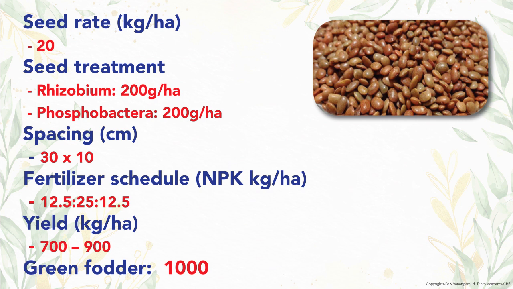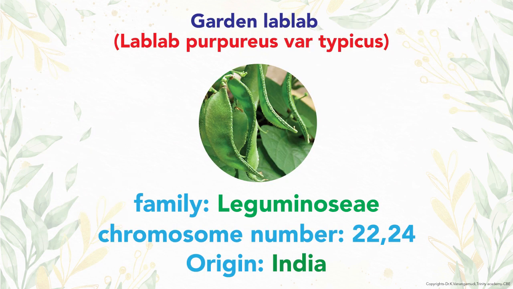Good friends, let us see about Garden Lab. The scientific name is Lablab purpureus variety typicus and it belongs to Leguminosae family. The crop is grown during June, July and September, October with a seed rate of 20 to 25 kilogram for 1 hectare.